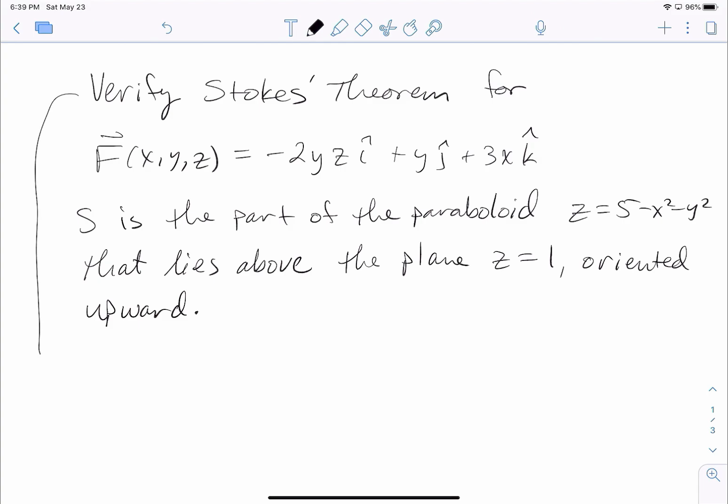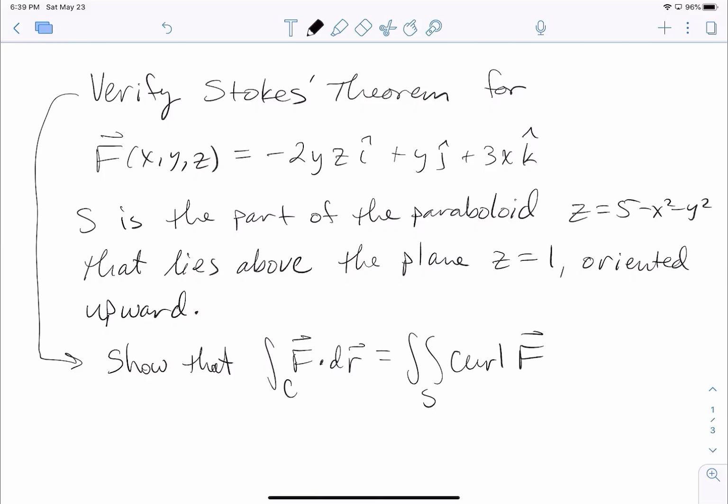The instructions to verify Stokes' theorem really mean to show that if we compute the line integral over C of F dot dr, then we get the same answer as the surface integral over S of the curl of F dot dS. In order to find the line integral over C of F dot dr, we need to know what C is. C is the boundary curve for the surface, the paraboloid, which is cut off by the plane.